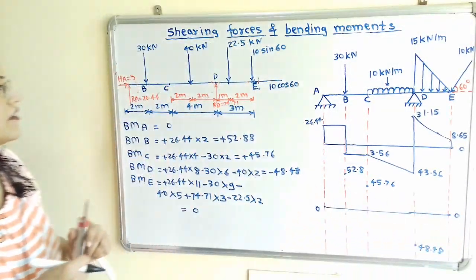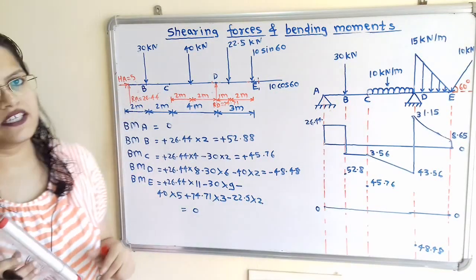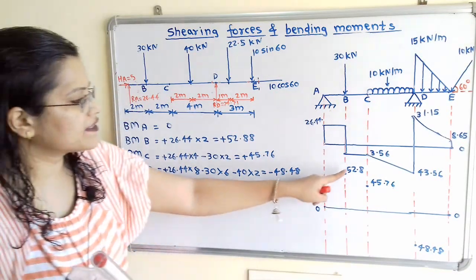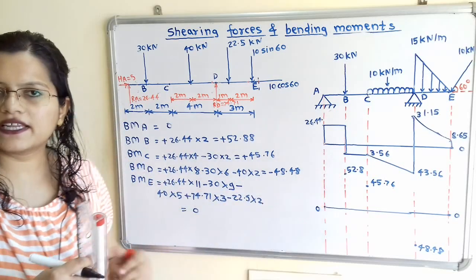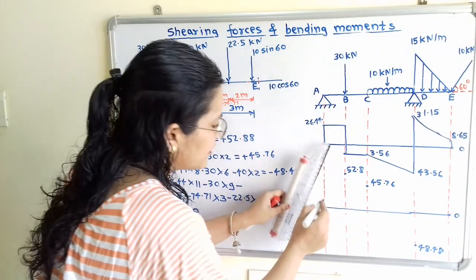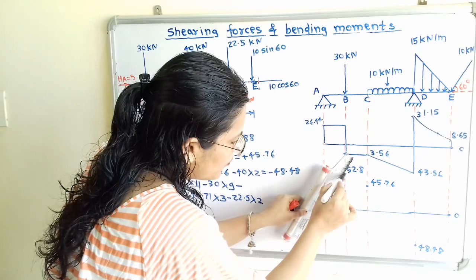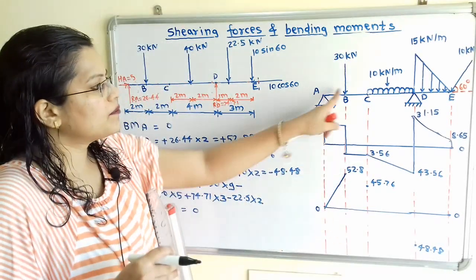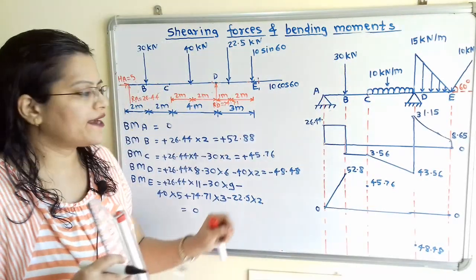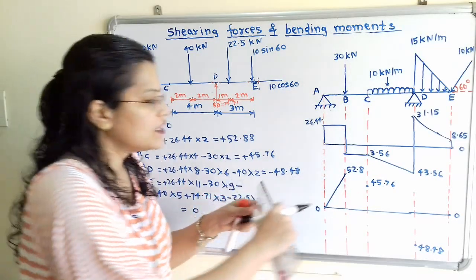Now if we observe in between A and B, there is point load. So how to connect this? We have to connect with the linear line. So I will connect from 0 to 52.8 with linear line. Now in between BC, there is also point load. So again we have to follow the linear line.